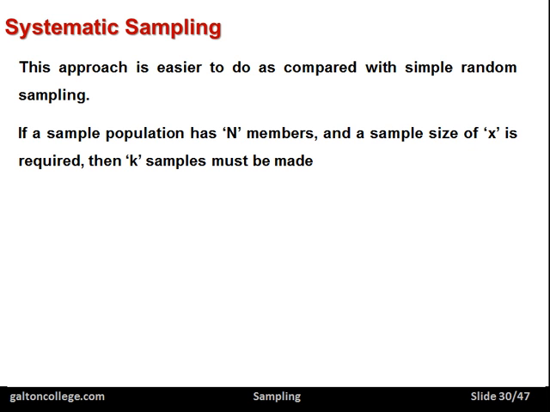Then k samples must be made, and how we work that out is simple. We just take the size of the population, n, and the sample size, x. If the population is 100 and the sample is 10, then we divide 100 by 10, which means we would need 10 samples.